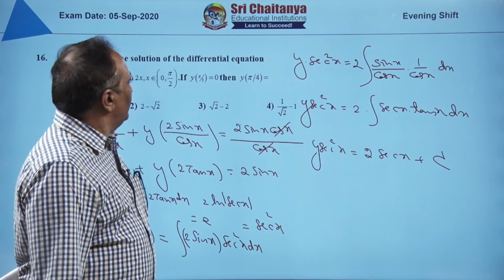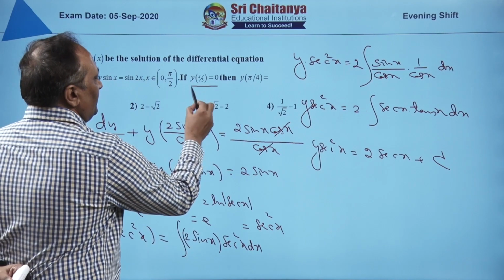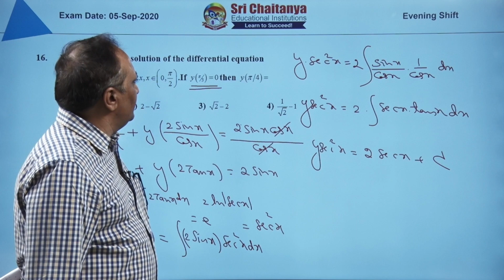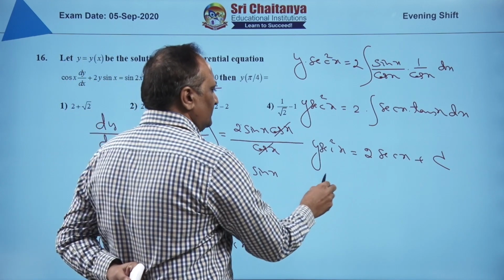And clearly it is given that y of pi by 3 is 0, we have to find y of pi by 4. y of pi by 3 equal to 0 is given to calculate the constant.